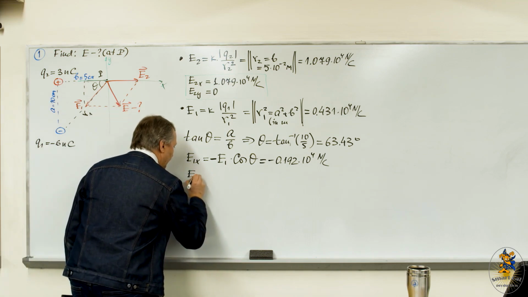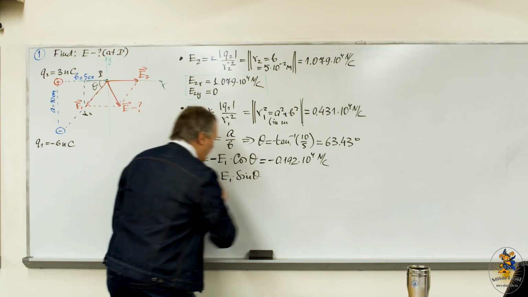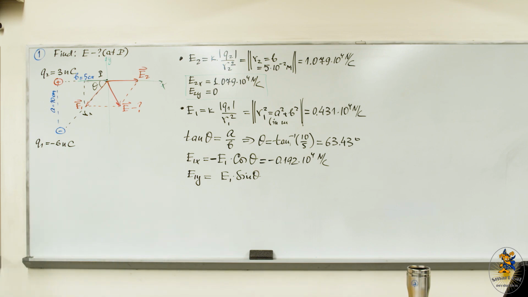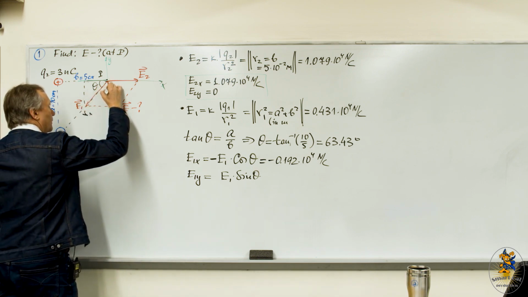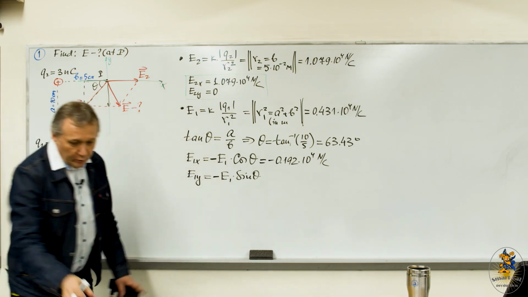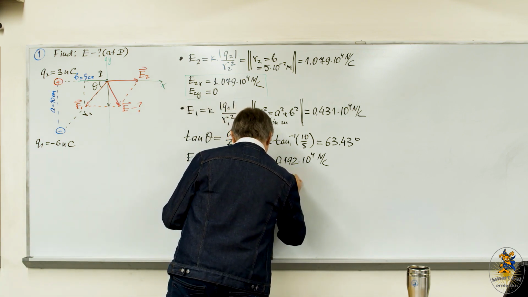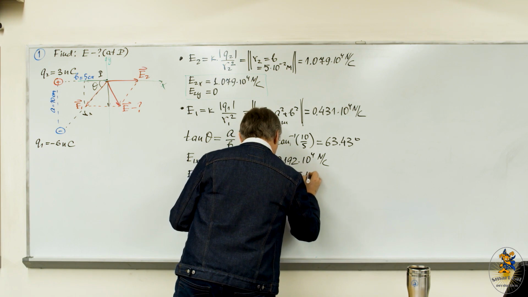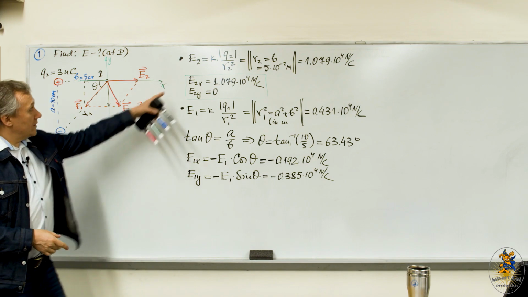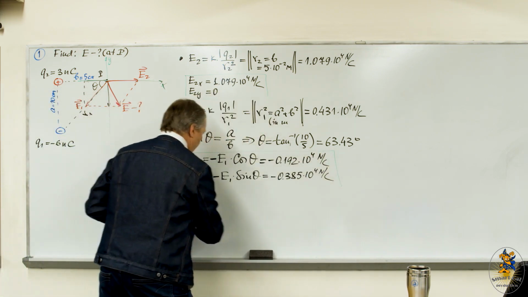Now, the y component. Of course, now a sine function must be used. And is it a positive component or negative? Negative, of course, again it's a negative component. Again, we need to put the minus manually. So the value will be minus 0.385 times 10 to the power of 4 newtons per coulomb. Okay, so that's the second preliminary step. So now we know everything about the first vector.